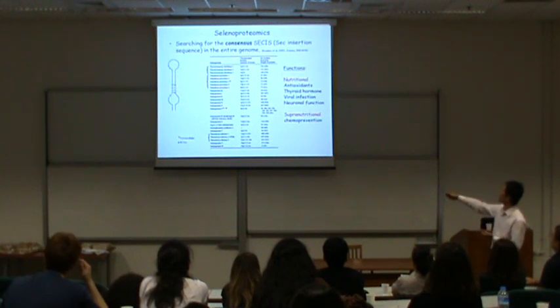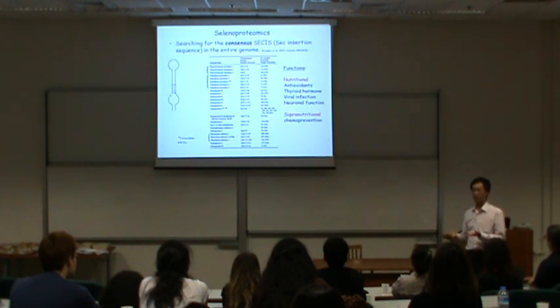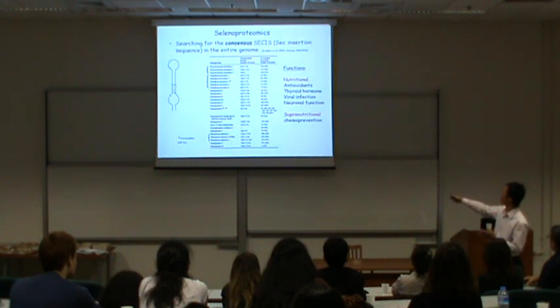Also, selenium proteins are important for protection against viruses. Selenium deficiency will make HIV patients more prone to the disease phenotype. And selenoprotein P, for example, has a very important role in neural protection against oxidative stress. That's one example. So those are the normal functions at the nutritional level.